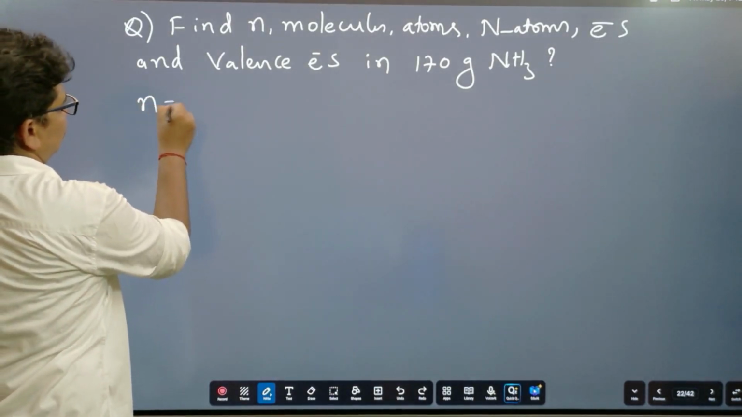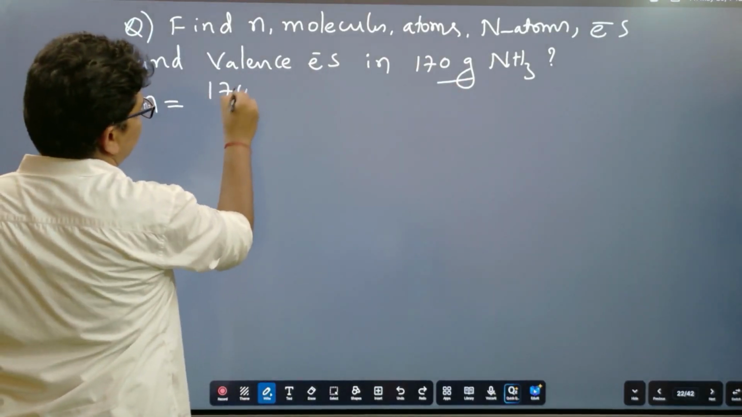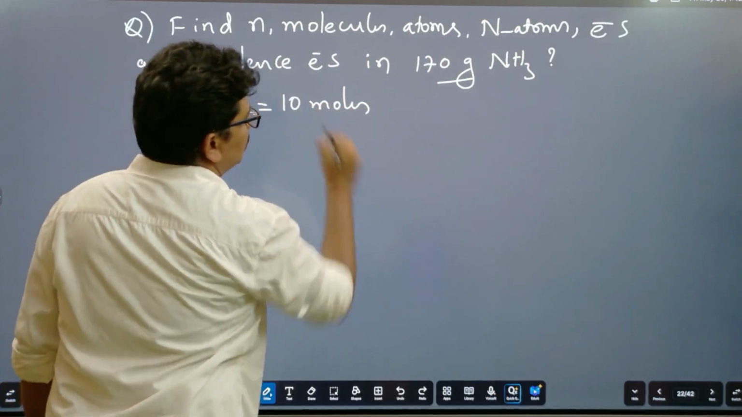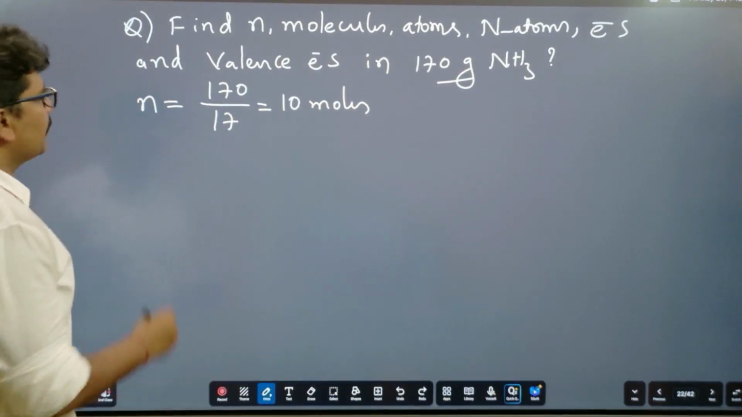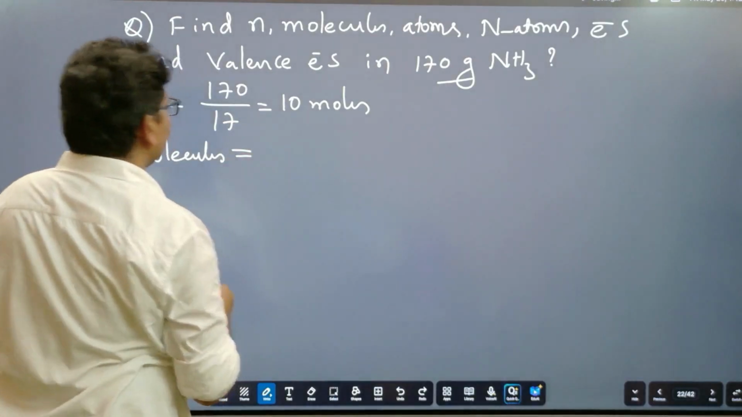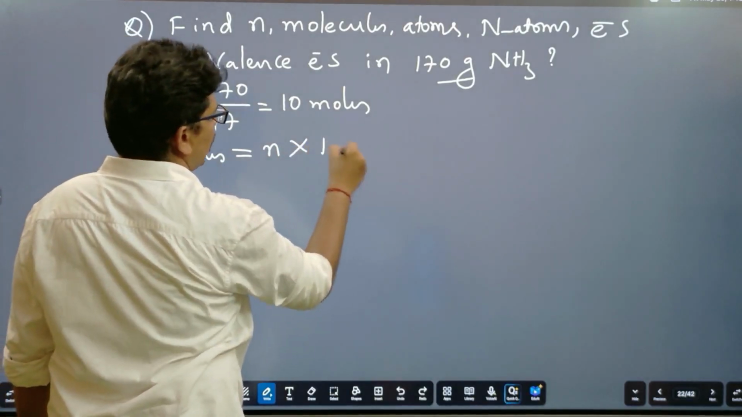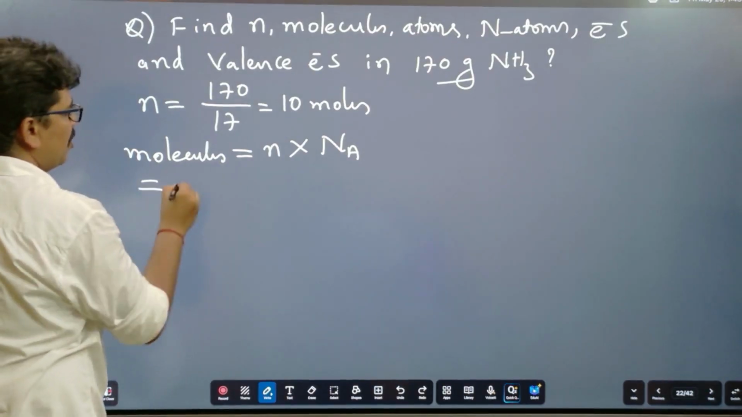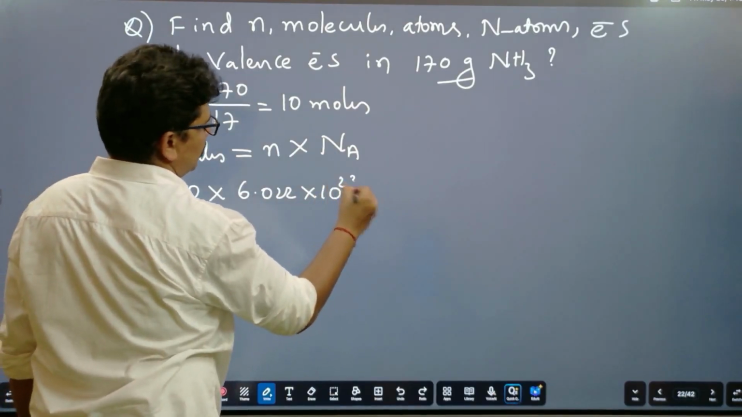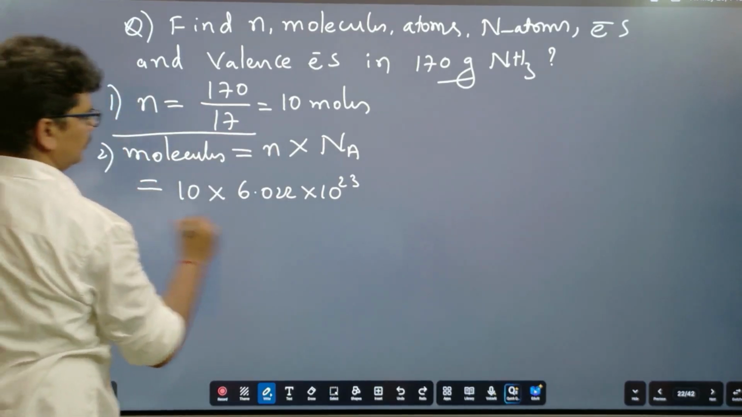First, let us find number of moles. Weight is given. Given weight by gram mole per minute. Given weight is 170 by 17. This is 10. 10 moles are there. 170 grams of ammonia means that is 10 moles. Now, molecules. Molecules is equal to moles into Avogadro number. How many moles are there? 10 moles. Avogadro number is 6.022 into 10 power 23. We can simplify this.